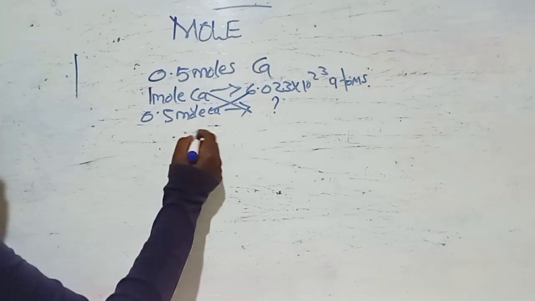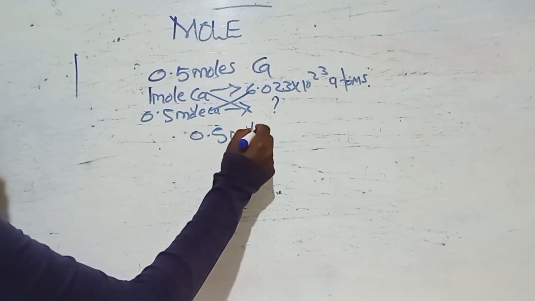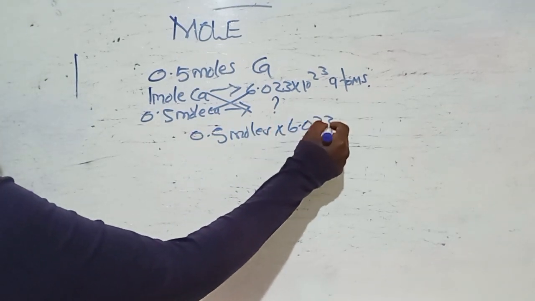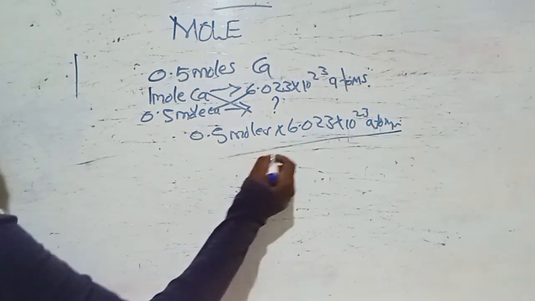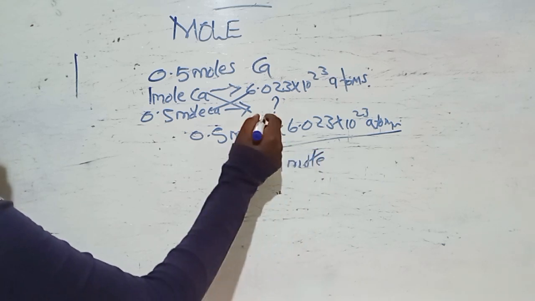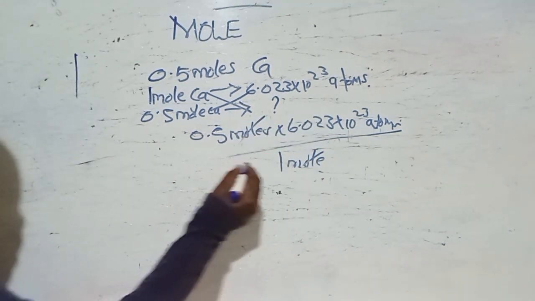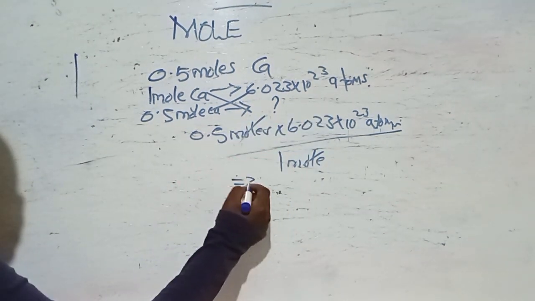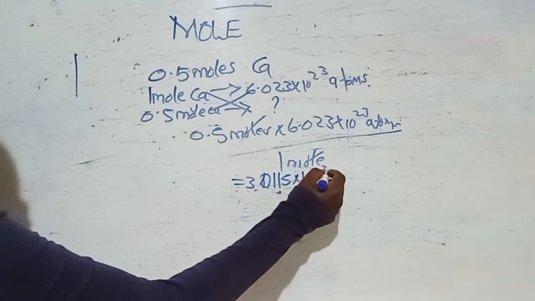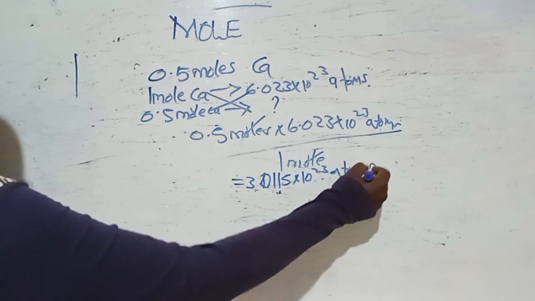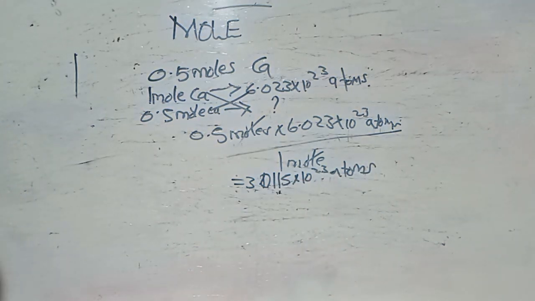What do you do? You cross multiply. You say 0.5 moles, you multiply by 6.023 times 10 raised to power 23 atoms. You divide by 1 mole. The mole and the mole cancel off. You multiply it and you get how many atoms are present? 3.0115 times 10 raised to power 23 atoms. So that is how you calculate the number of atoms present in a substance.